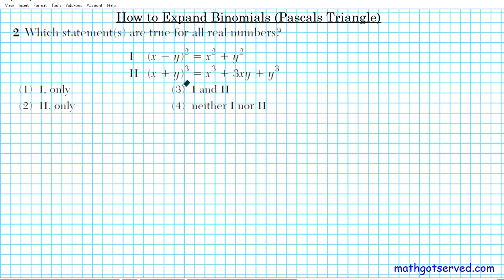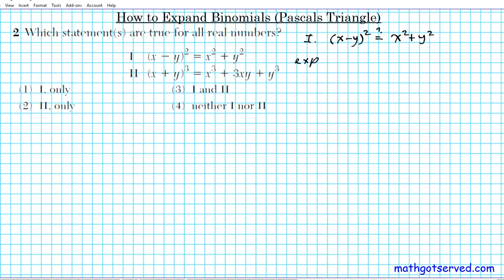So let's start with statement 1, expand that and see if it's true or false. Then we will advance to statement 2. Alright, so let's start with statement 1. The question is, is (x minus y) squared equal to x squared plus y squared? What we're going to do is expand the left side and see if it equals the right side.